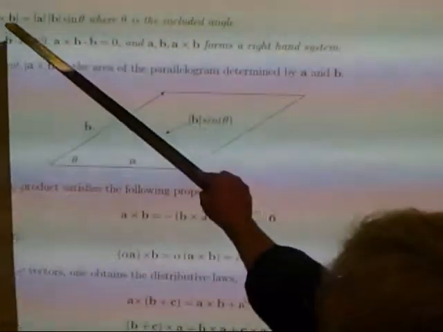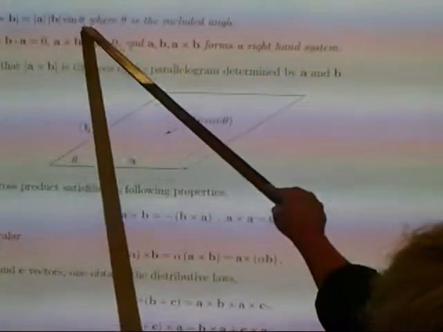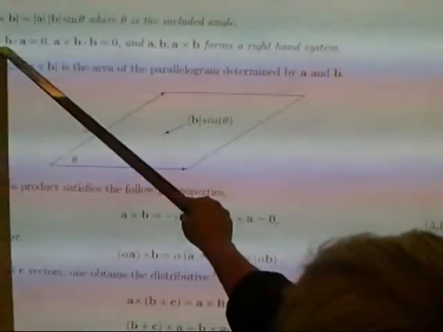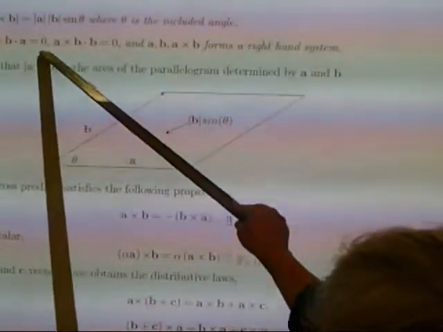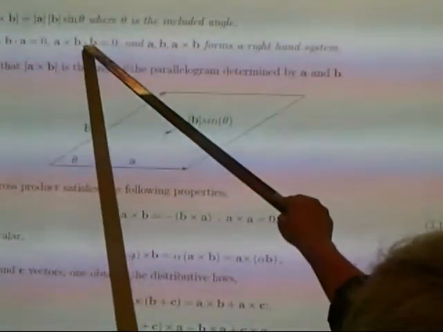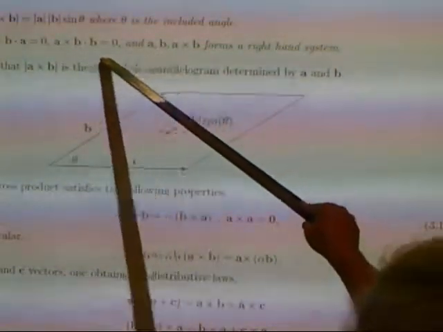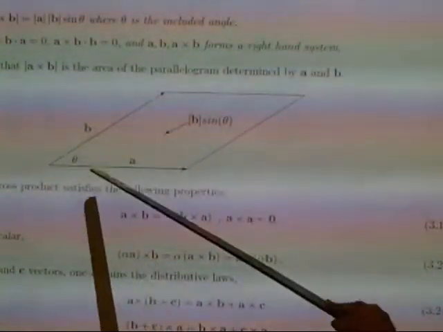Those are the relationships. A cross B equals A multiplied by B sine theta. So A cross B dot A equals 0, and A cross B dot B equals 0. Those are the cross product equations. And therefore this is the A magnitude, this is the B magnitude, and the angle is theta. The magnitude of the unit vector is 1. So those are the properties of the cross product.